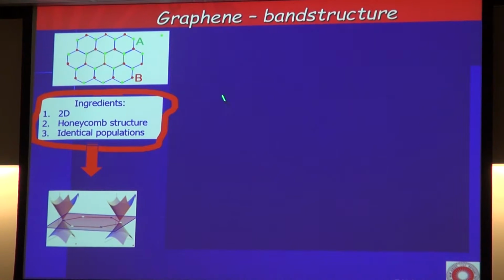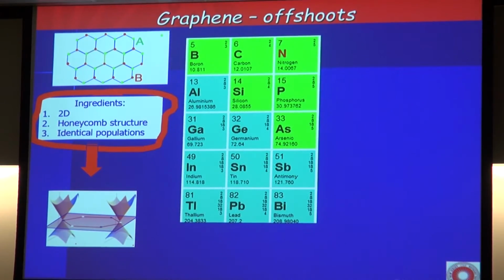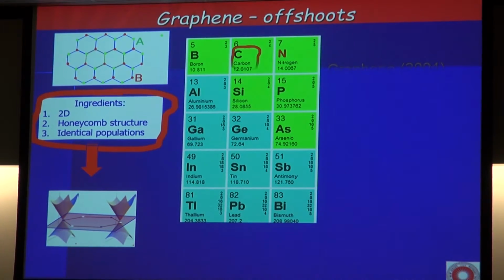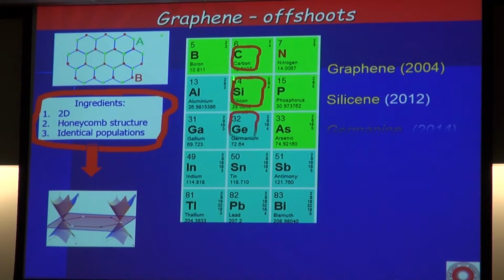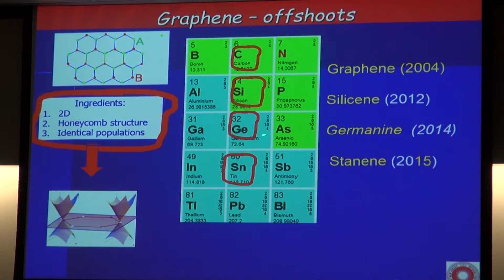Now let me go back to what went into this band structure. As I said, there are 3 ingredients. Notice none of the 3 ingredients says carbon. And in fact, it doesn't have to be carbon. As long as these 3 ingredients are satisfied, we can make graphene out of other things. So this is the carbon one in 2004, silicene, out of germanium, stanene. The years are either when it was discovered or when it was proposed.